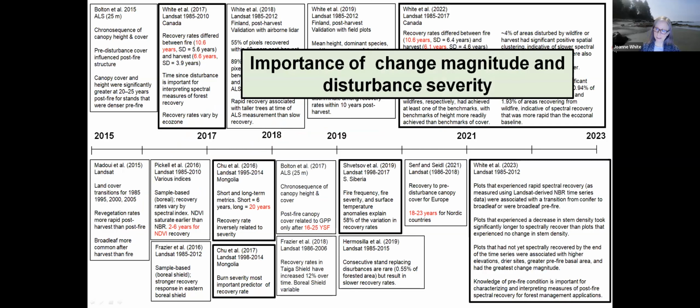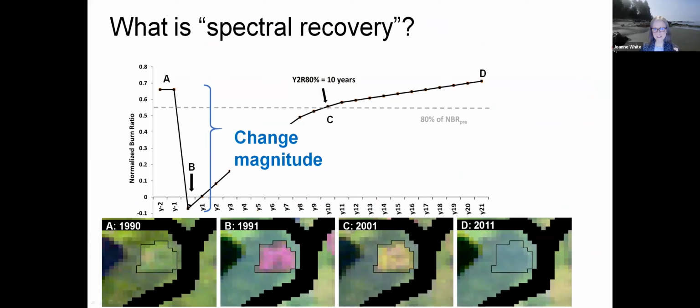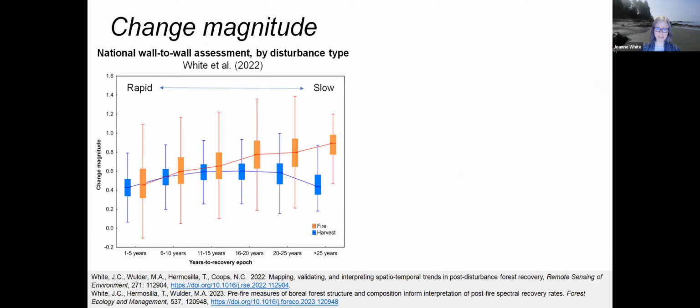You'll recall that in the earlier work, the pre-Landsat era, if you will, several studies had identified that more severely burned areas had faster recovery. And several studies that have been done with Landsat data have also looked at the impact of change magnitude or disturbance severity on these spectral recovery rates. And just to remind you that change magnitude is the difference in that index in the year in which the disturbance occurred. And actually what we found in our work, a wall-to-wall assessment nationally, is that areas that are more severely impacted by disturbance, so they have a greater change magnitude, have longer recovery times for fire. We see less of an effect for harvesting, and we see less variation in change magnitude for harvesting as well.